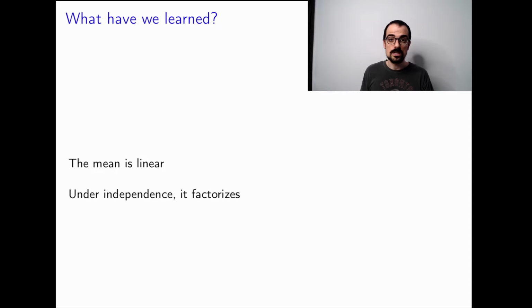So what have we learned? We have learned that the mean or expected value is always linear, no matter whether things are independent or not. We have also learned that under independence, the mean or expected value factorizes into a product of means, but this only happens under independence. Thank you very much.